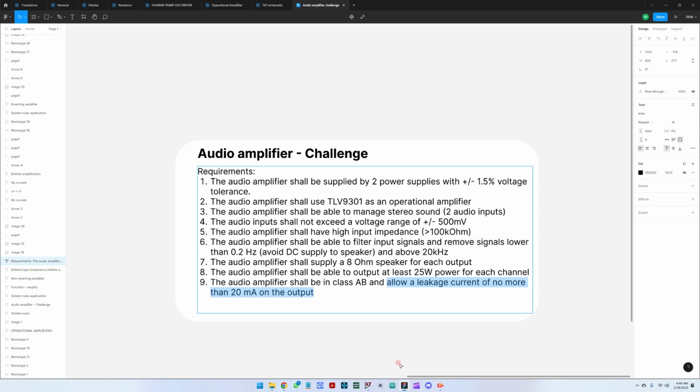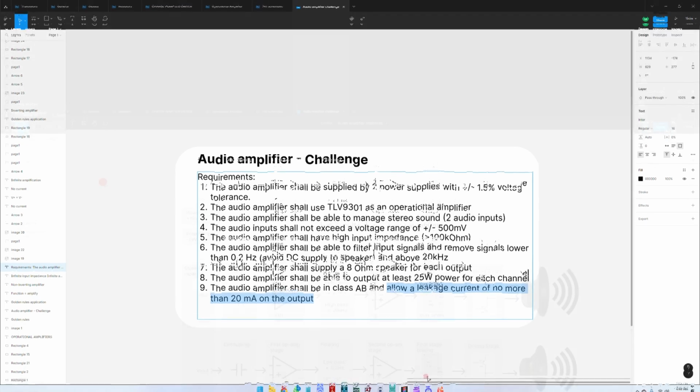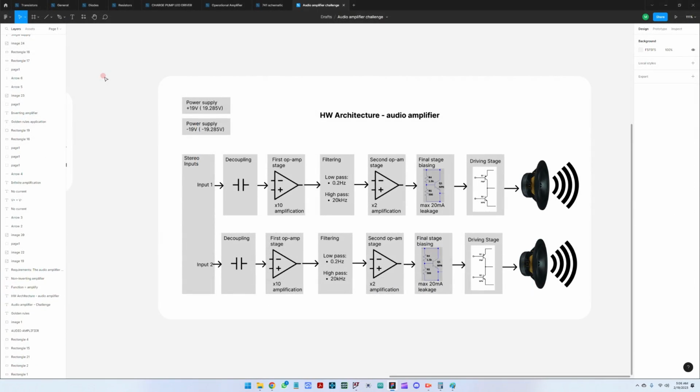Okay, so now I will start with the design. And if you want to try this design on your own, please feel free to pause the video now and let's compare designs in the comments. Okay, great. So let us start with the hardware architecture for the audio amplifier.